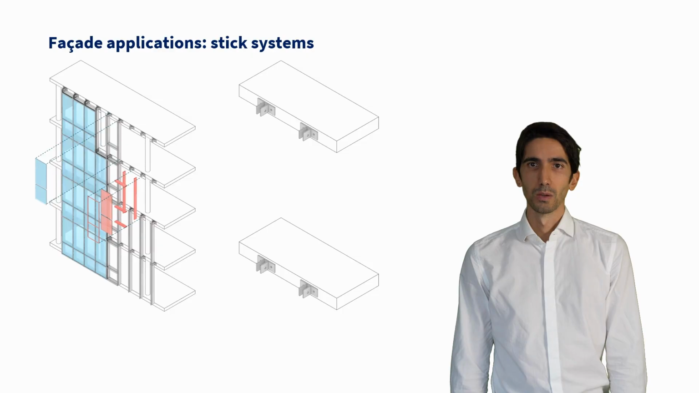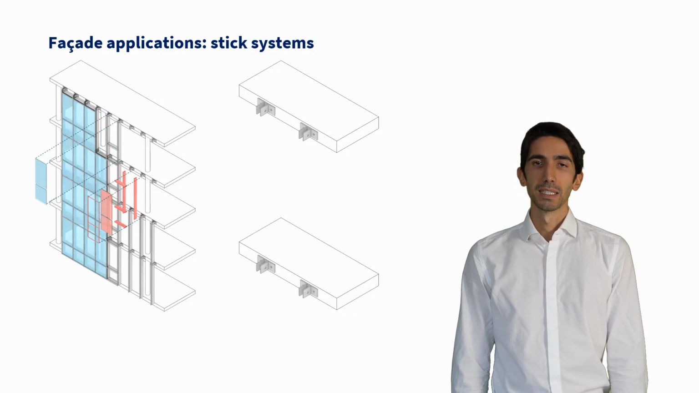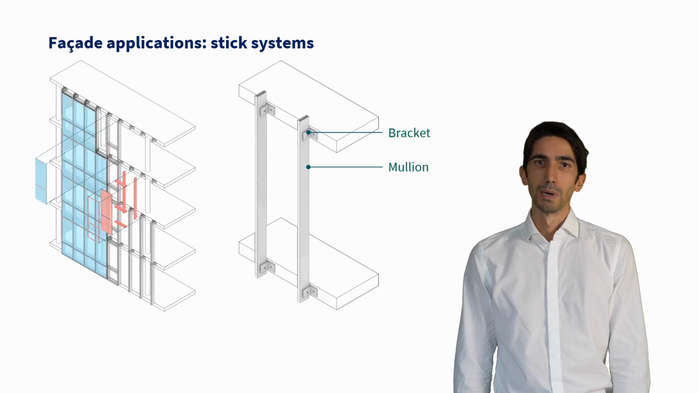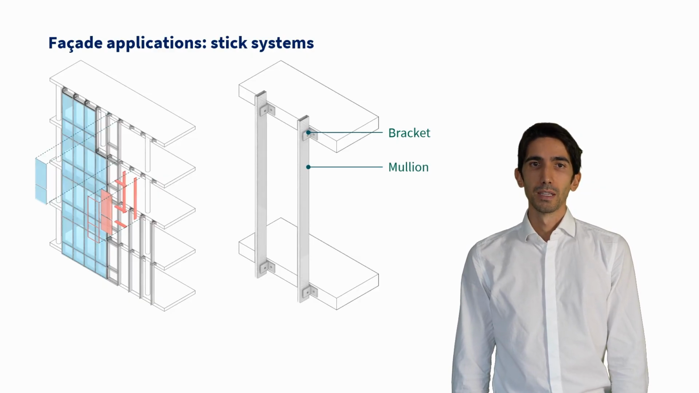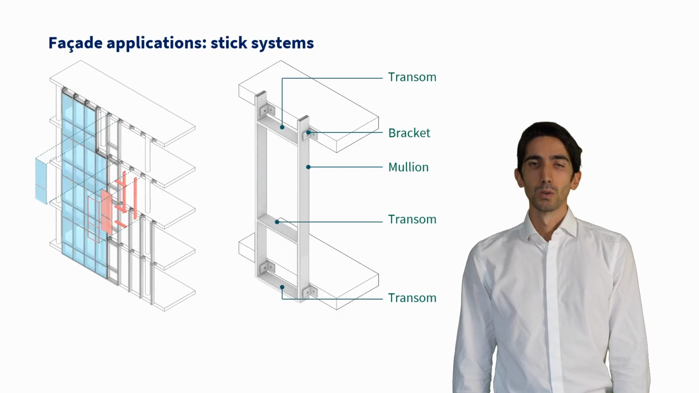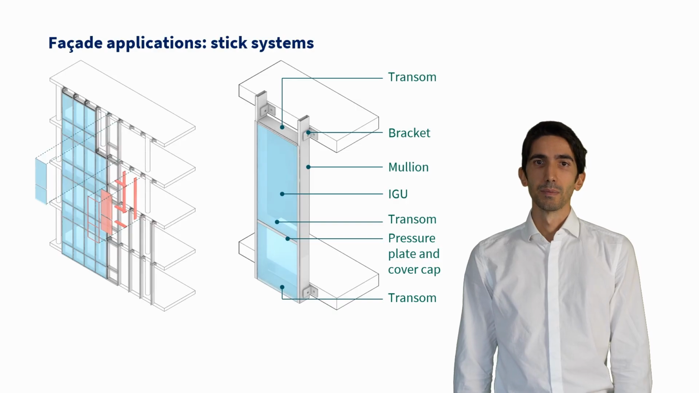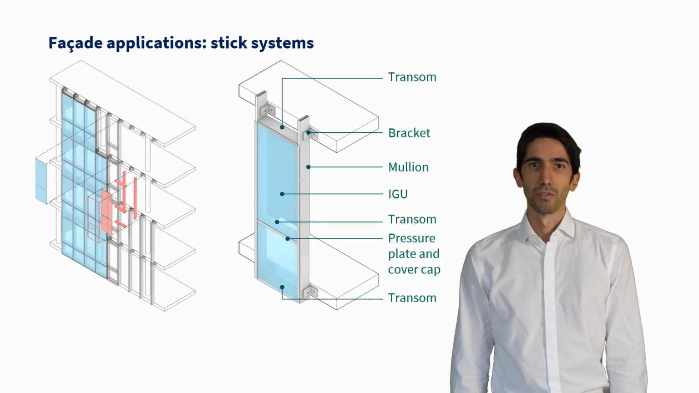Moving to the first generation curtain wall, the stick systems are characterized by a frame composed by mullions, vertical elements, and transoms, horizontal elements. The facade is installed directly on site, fixing the mullions directly to the building structure, usually but not necessarily on the slab, through dedicated brackets. Then the transoms are connected directly to the mullions. Once the wall frame grid is set, the glass panels or the IGUs can be installed on the frame from outside, fixing the panel through dedicated pressure plates mechanically fixed to the grid. Finally, the pressure plates and the mechanical fixing are masked thanks to the cover caps.